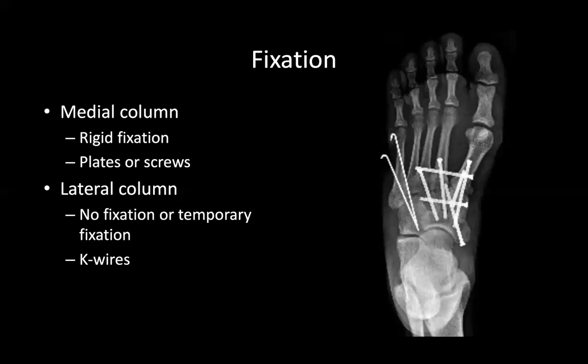fixation. And then the lateral column either gets no fixation if it's well aligned. If I reduce the medial column, the lateral column's perfect, and I didn't have to do any manipulation to achieve a lateral column reduction, then I usually don't fix it. If I do the medial column and the lateral column requires making an open incision and manipulating the lateral column in order to achieve a reduction, then I will maintain that reduction with K-wires, and the K-wires come out at 6 weeks so that the motion can resume.